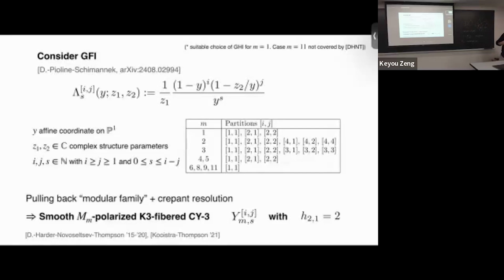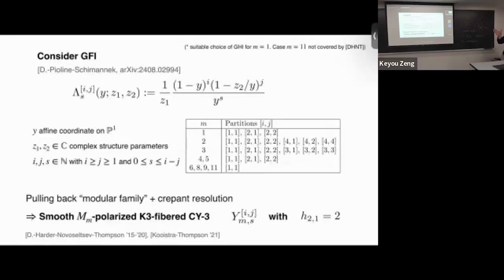So with that data alone, if we just pull back a, and I put quotes around modular family because we're dealing with a coarse moduli space, not a fine moduli space, so you have to be a little cautious, but you pull back a family with the right properties over the modular curve, and you do a crepant resolution after pulling back, you construct all smooth M-polarized K3-fibered Calabi-Yau threefolds. In this case, they are all smooth for these values. We'll denote them Y, M comma S bracket IJ, and they're all going to have H21 equal 2.